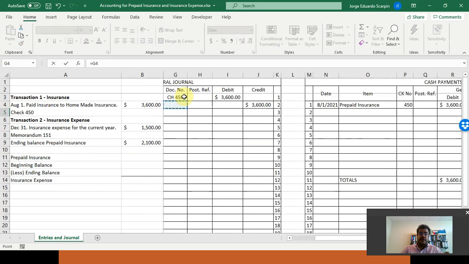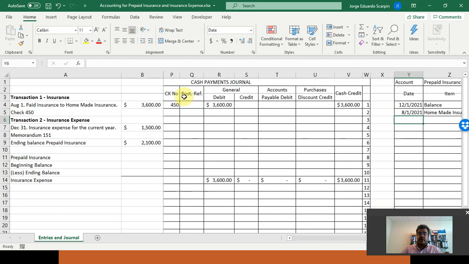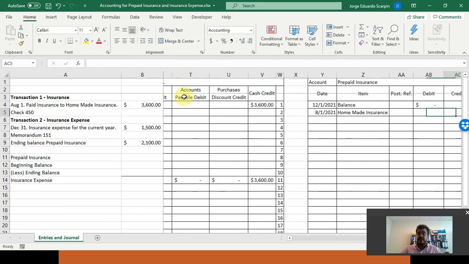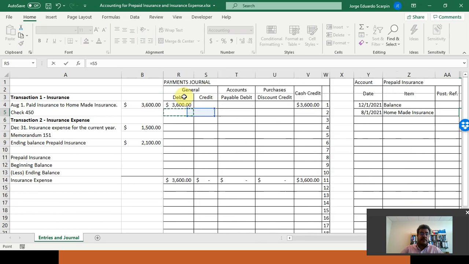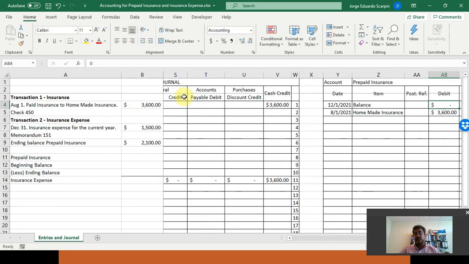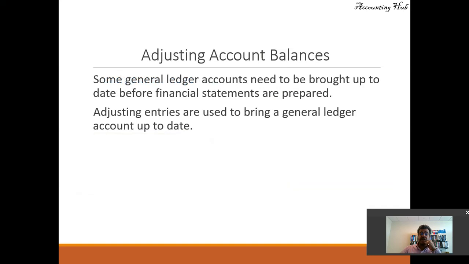So August 1st, again, the company is homemade insurance, and it is a debit 3,600. And here, let's assume that we have no beginning balance. This is the only insurance that we are purchasing. However, if our fiscal year is from January to December, and if this insurance is for 12 months, it will start on the first fiscal year, it will end at the second fiscal year. So we need to adjust our entries here. So we need to adjust our account balance.